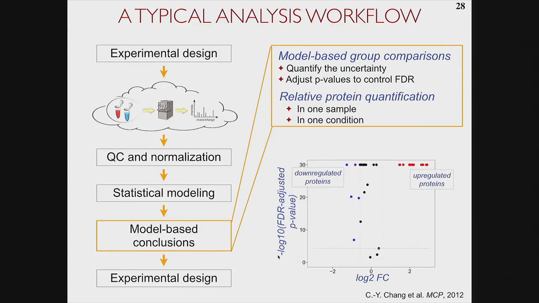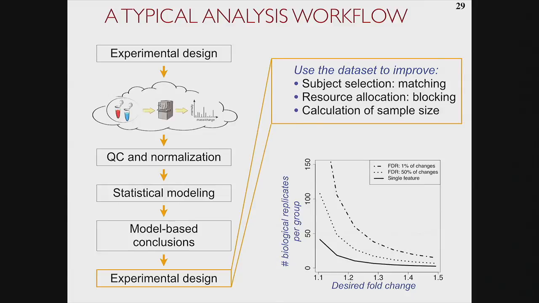And so the very last part is, going back to the question that we had earlier, we've done all of that, so what have we learned? Clearly we learned which proteins are changing. We can use this for additional downstream analysis. But we can also use this data to learn about the extent of variability that we have in our system. And we can use this to design better experiments.